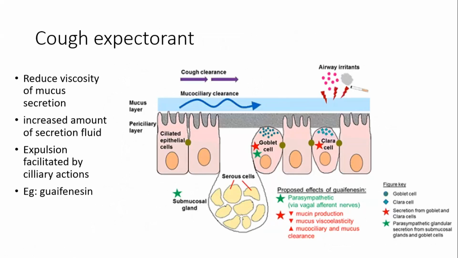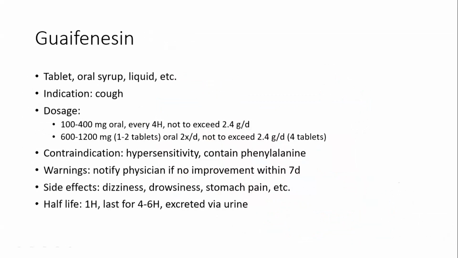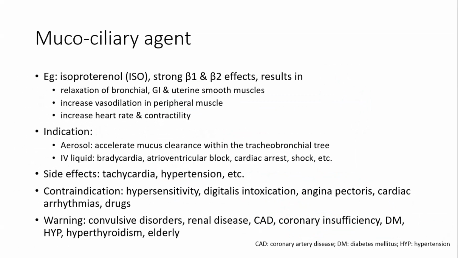Co-expectorant. Expectorant tu maksudnya medicine for cough that helps clear the phlegm. Phlegm maksudnya mucus. Expectorant tu untuk clear mucus, dengan cara reduce viscosity of mucus secretion and increase amount of secretion fluid, and expulsion facilitated by ciliary action. The drug usually contohnya guaifenesin. So they increase the ciliary action, they want to clear the mucus. So this is called expectorant. This is the description of the guaifenesin, you can read. So this is a mucociliary agent, also sama.